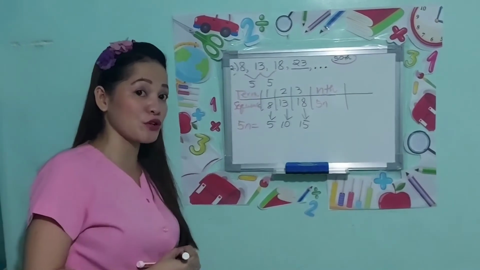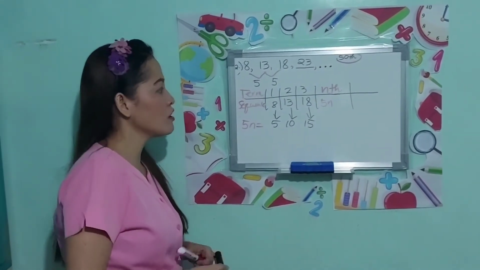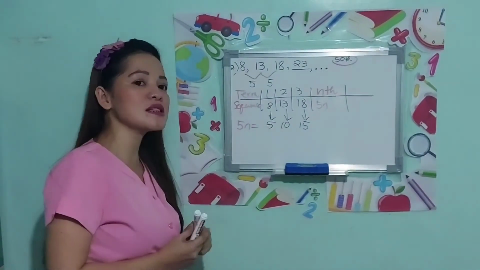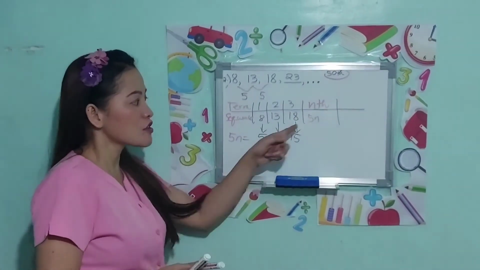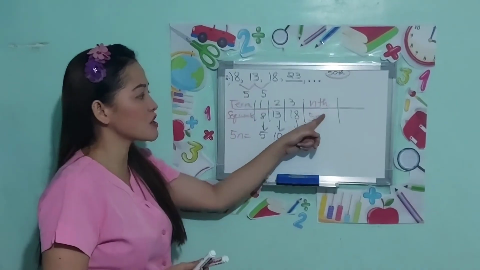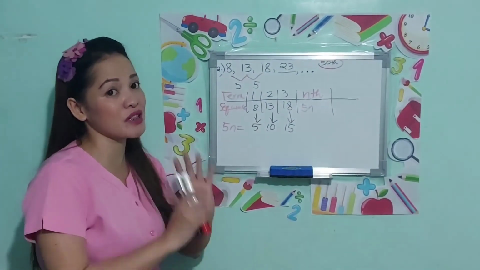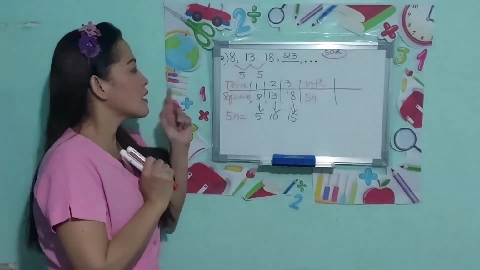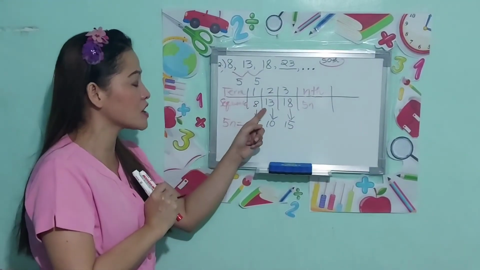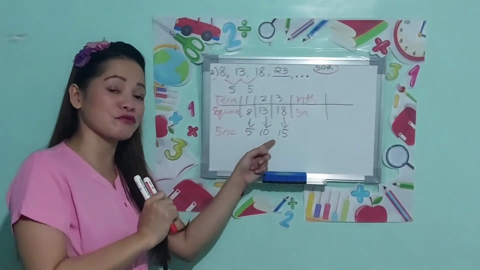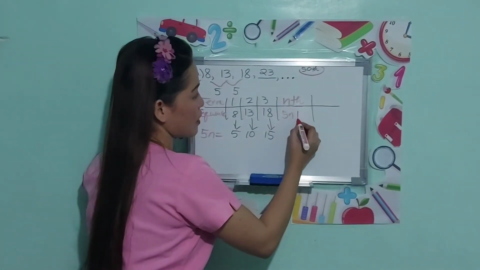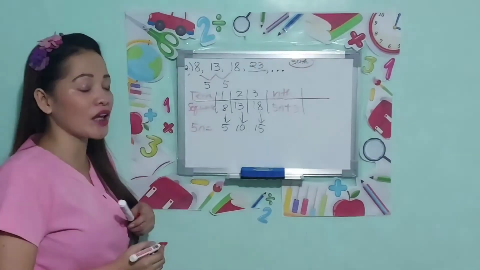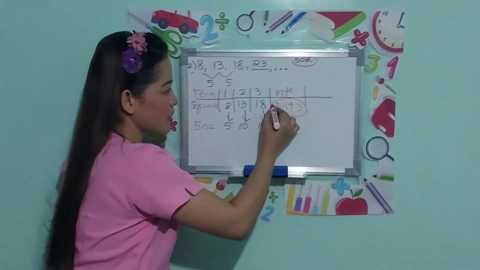So, what have we observed? Okay? Our sequence is 3 bigger than the table of 5. Therefore, our nth rule, which is 5n, is not yet enough. So, we need to do some adjustment again. Because our sequence is bigger by 3 for every number in the table of 5, we will now add 3 to our nth rule. So, we have our nth rule, 5n plus 3.